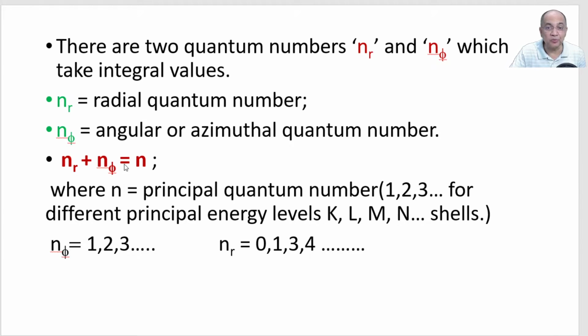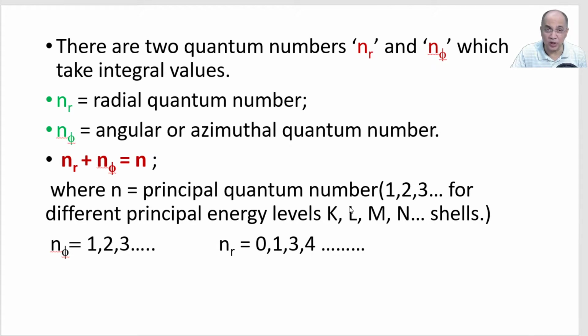So there are two quantum numbers. One is the radial quantum number, n r, and the other one is the angular or azimuthal quantum number, n phi. And the principal quantum number, which you know and which Bohr knew, he suggested only one quantum number, that is n, that is equal to the sum of these two quantum numbers. The radial and angular sum is the principal quantum number, right?